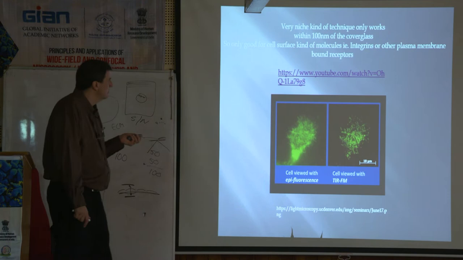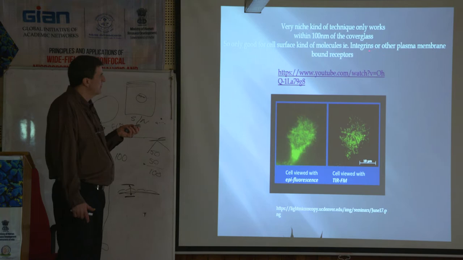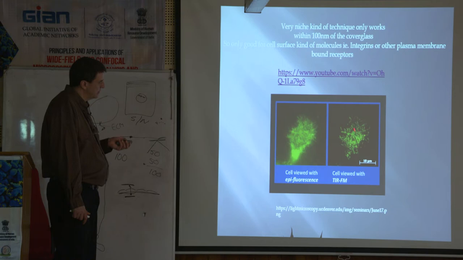So within 100 nanometers of the cover glass, so things that are right on the cover glass. So very good for cell surface kind of molecules, integrins, of course. One of my favorite molecules, of course, from spending 6 years at lab studying them. And then we could look at this. But you get this kind of picture right here. And there's a video you can take a look at to see how this actually works.